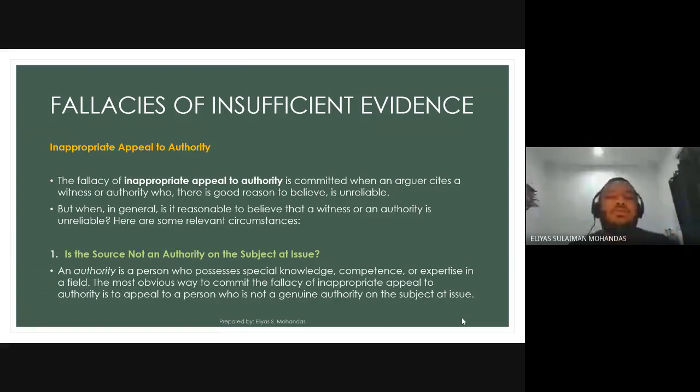Okay. So in general, is it reasonable to believe that a witness or an authority is unreliable? So here are some relevant circumstances. Now, these questions that I'm about to discuss and explain to all of you have come out in the final test last semester or two semesters ago.